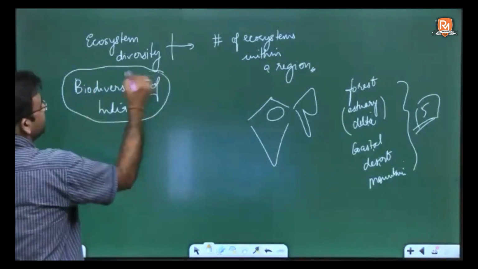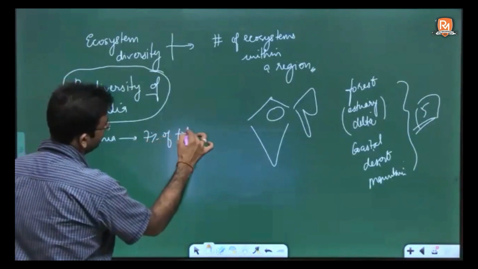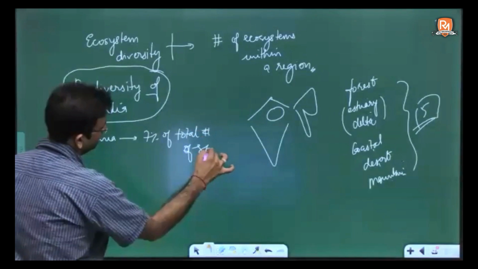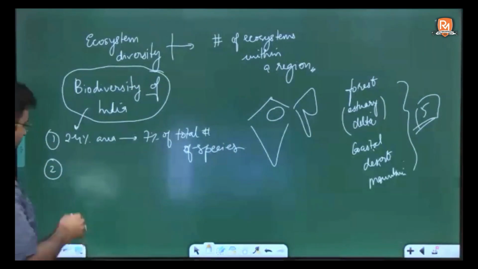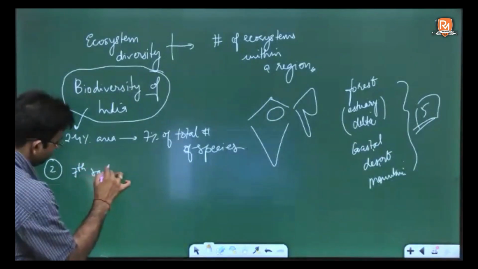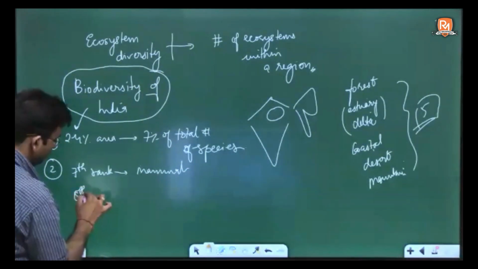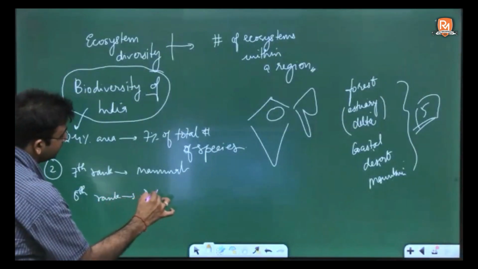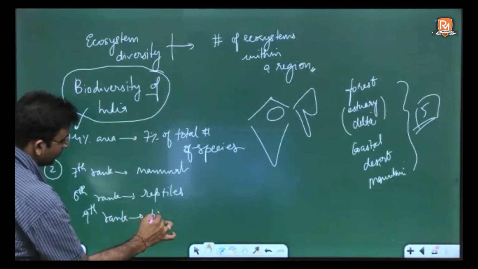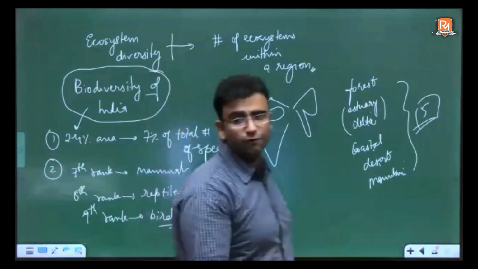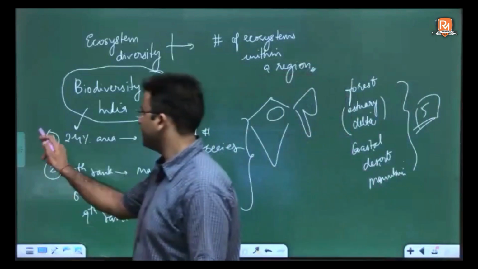I already gave you one of the statistics: 2.4% area accounting for 7% of total number of species. This is the first fact that we have already written. Second, India ranks 7th in terms of mammal diversity, 5th in terms of reptiles, and 9th in terms of birds. All right, this is the biodiversity picture of India.